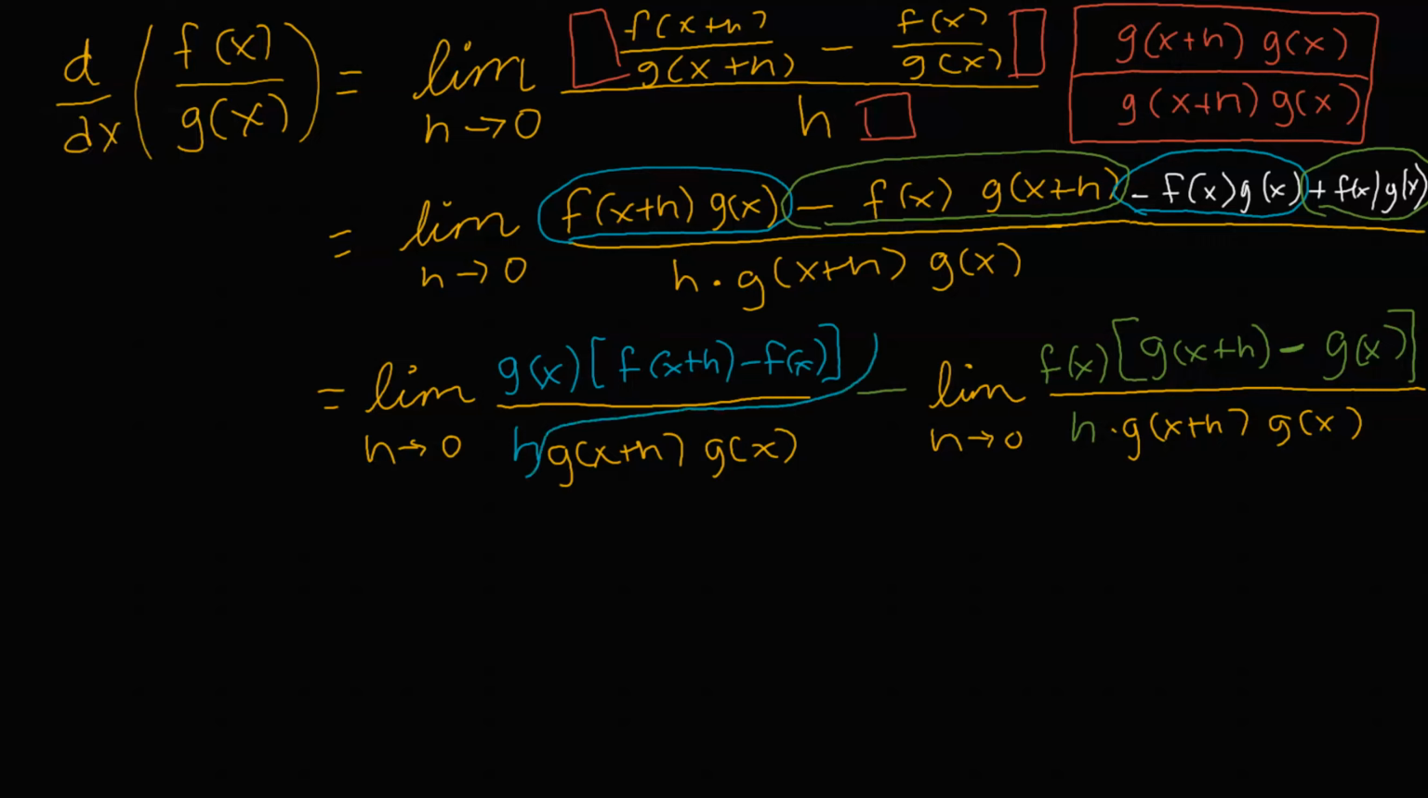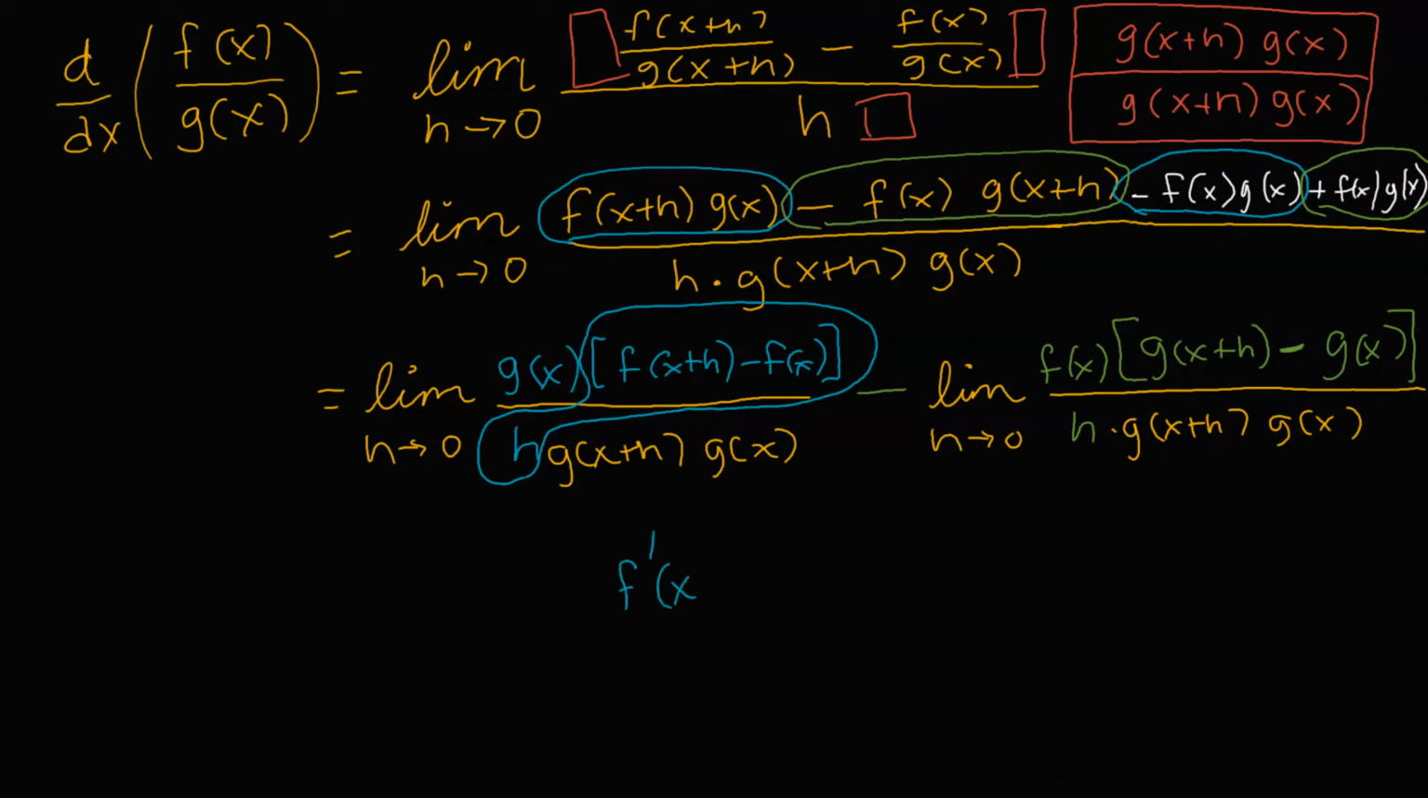f of x plus h minus f of x all divided by h, that is the derivative of f when h is approaching 0. Right? When h is approaching 0, f of x plus h minus f of x all divided by h, that's the difference quotient. That is going to be the definition of the derivative of f.